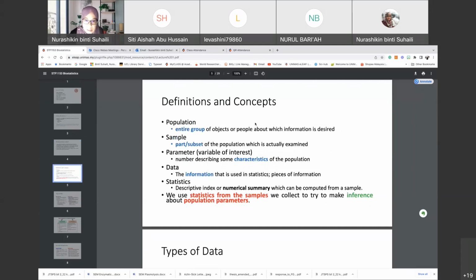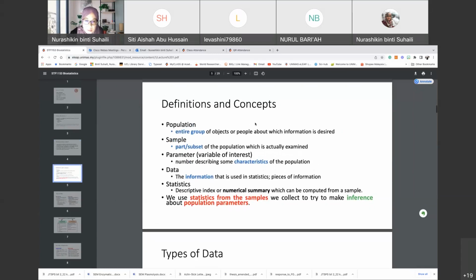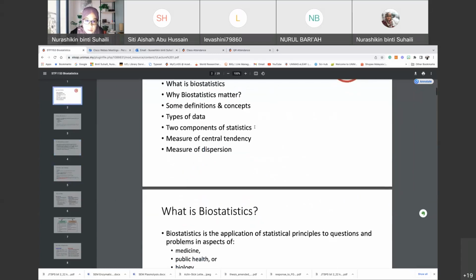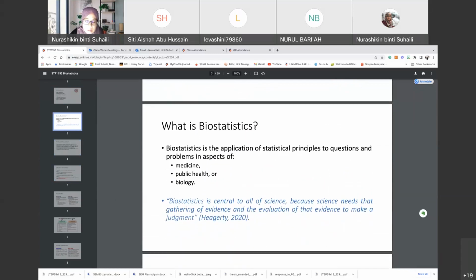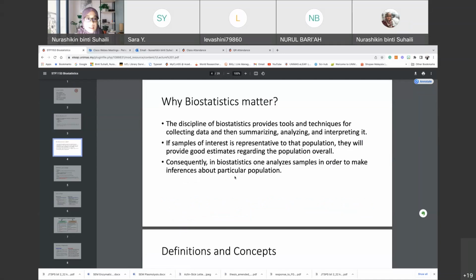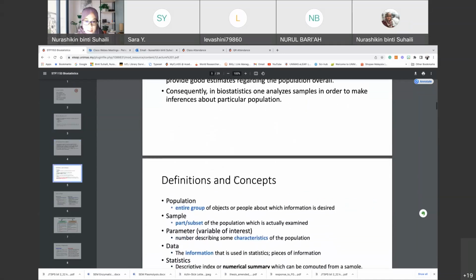understanding of statistics. You have learned statistics somehow in the past during your matriculation or during your high school, is it? Have you guys? In my diploma, yes. Okay. I hope that you have some basic understanding of statistics, okay?